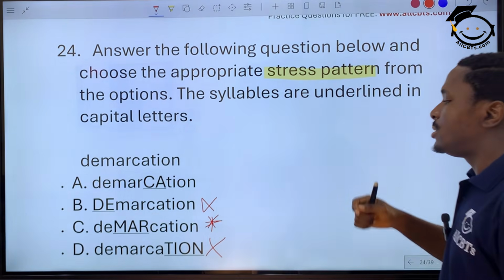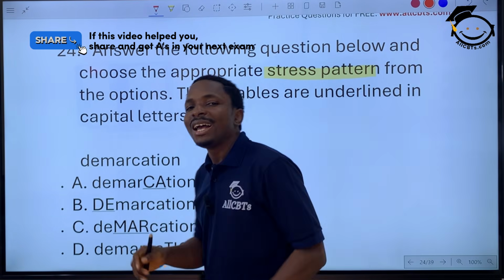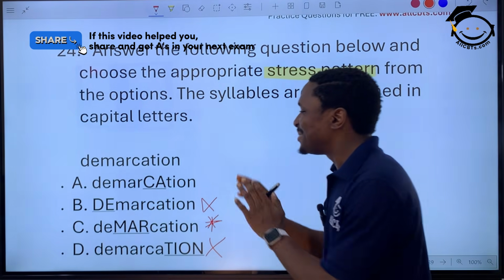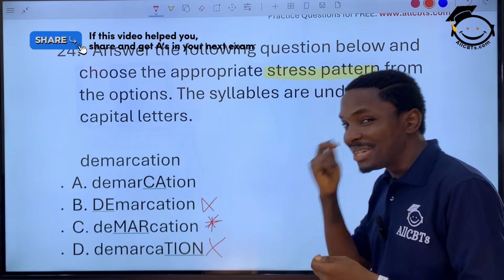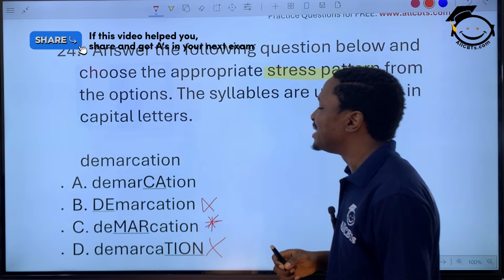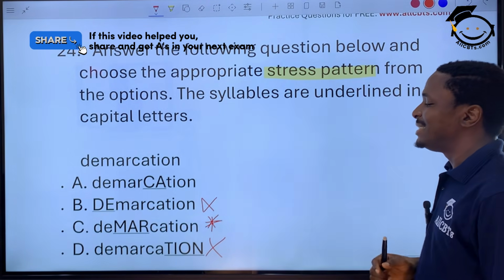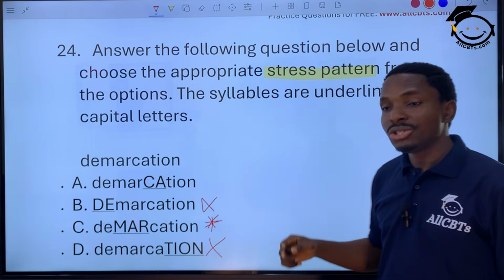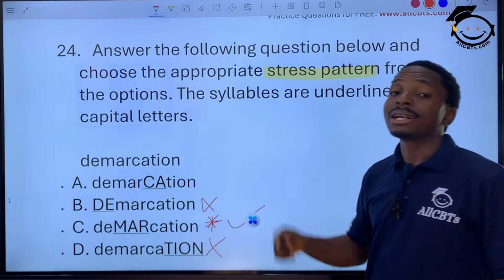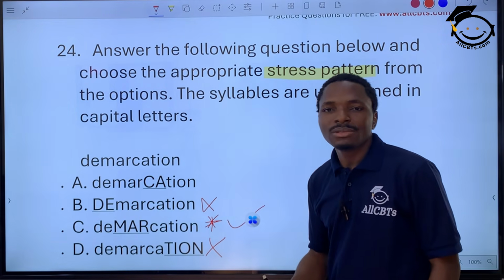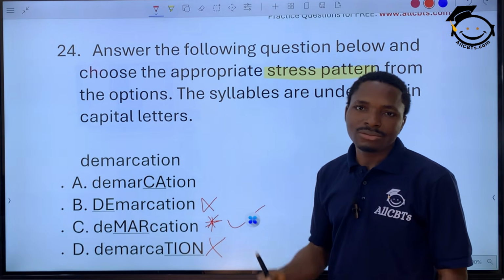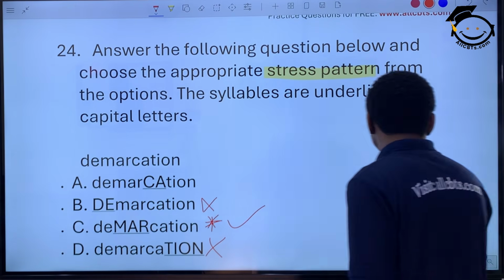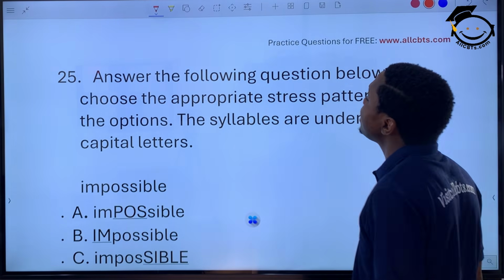Okay. Now, I love all this, but for the sake of this, I already gave you the answer if you paid attention. Let me do it again. The correct option is what? Demarcation, which is this one. So that's option C. Okay. Now answer the following.